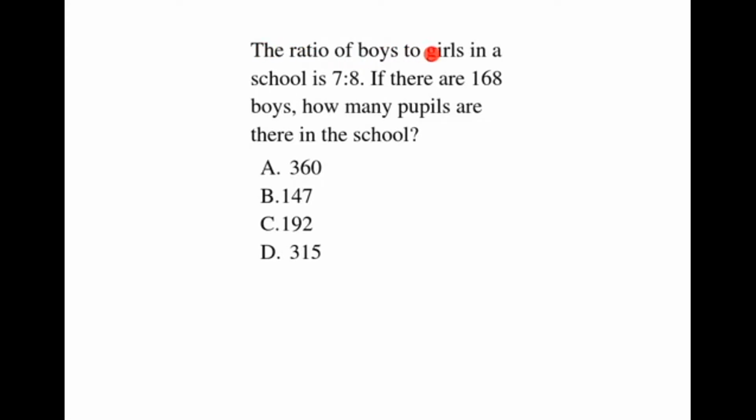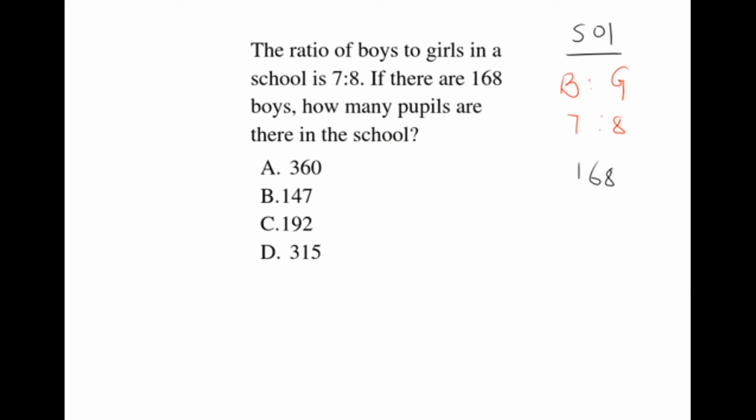The ratio of boys to girls in a school is 7:8. If there are 168 boys, how many pupils are there in the school? Solution. The ratio of boys to girls, use B to represent boys, G to represent girls, is 7:8. Then we are told that there are 168 boys in the school. Then how many pupils are there in the school?